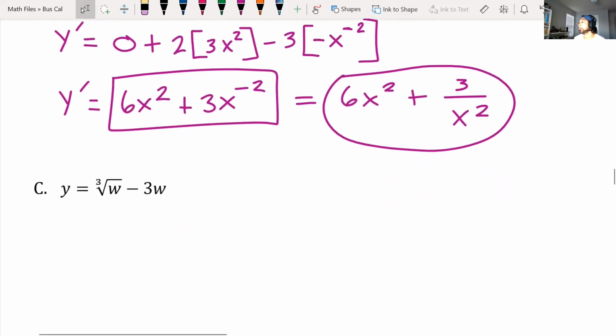All right. Now, we get y equals the cube root of w minus 3w. And we can't take the derivative yet because of that cube root of w. So we're going to have to bring back that radical exponent rule that we saw about 5 minutes ago. And what is another way to rewrite the cube root of w?